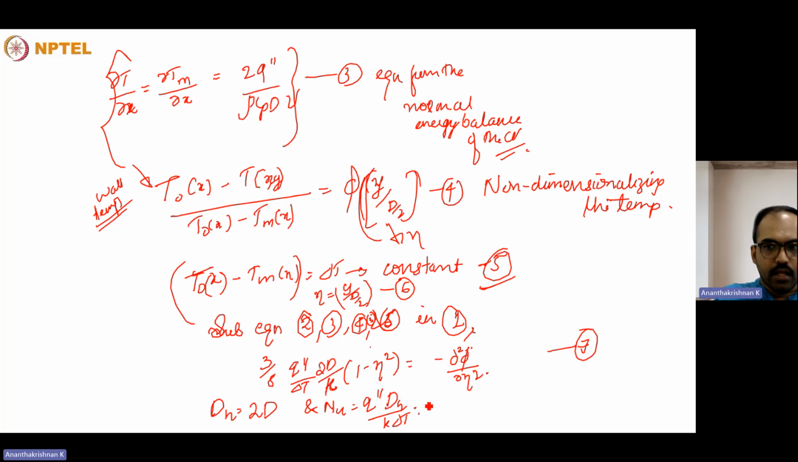And we can substitute it in this particular equation, and then again integrate, substituting and integrating.